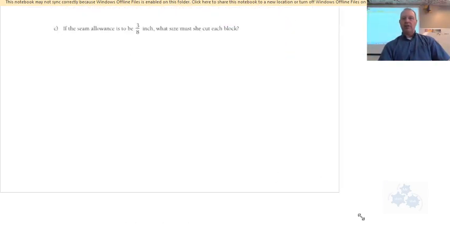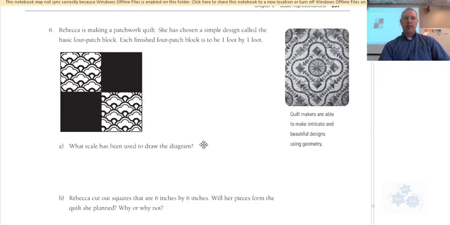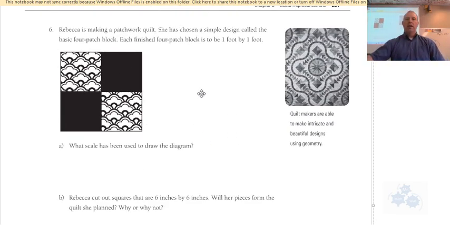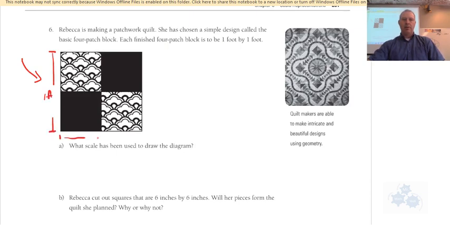Okay, so for number 6, it says Rebecca is making a patchwork quilt, and I'll just make that a little bit bigger. She has chosen a simple design called a basic 4-patch block. So here's the basic 4-patch block that you see there. Each finished 4-patch block is to be 1 foot by 1 foot. Okay, so 1 foot there, and 1 foot here.